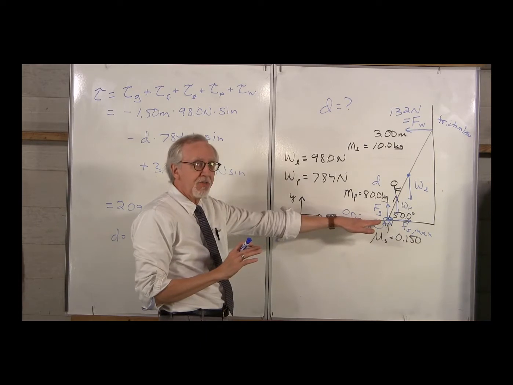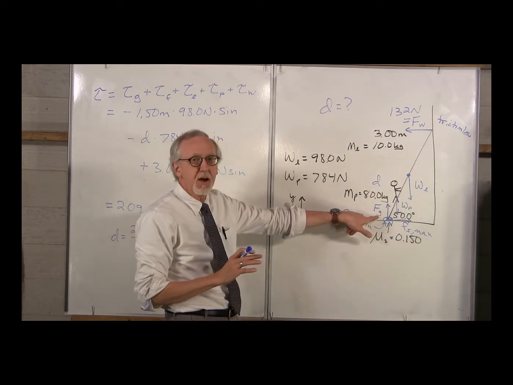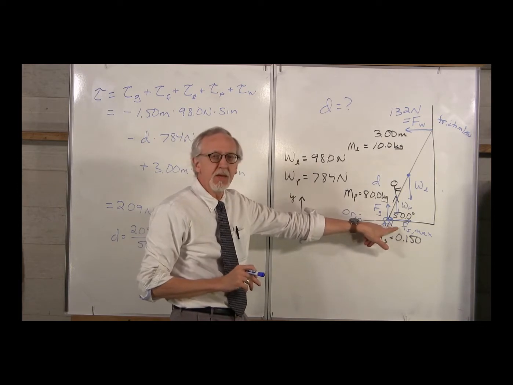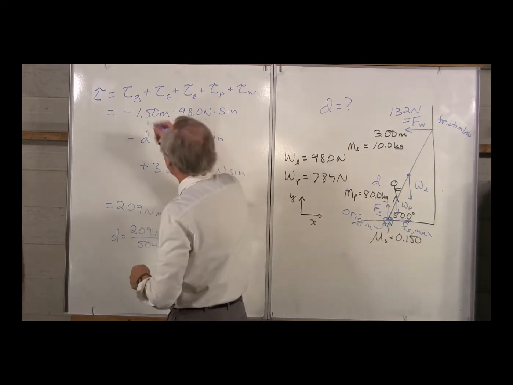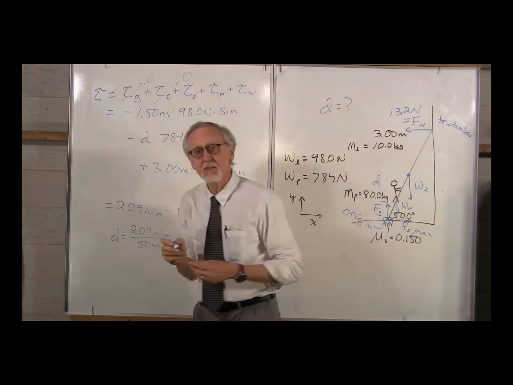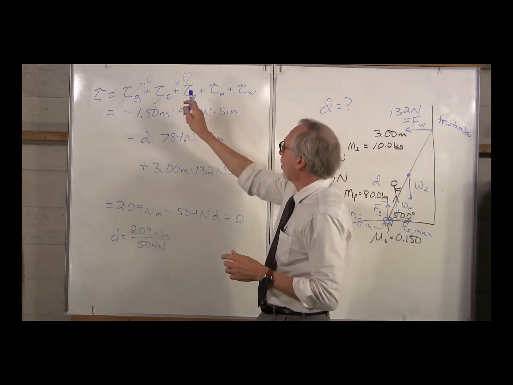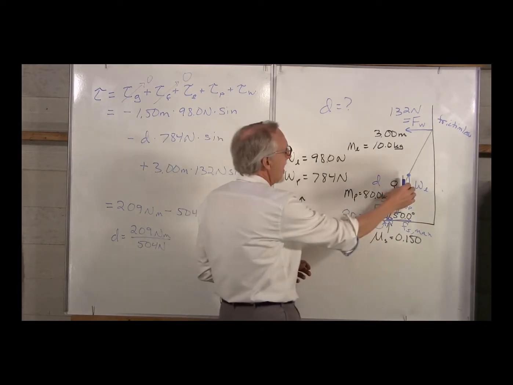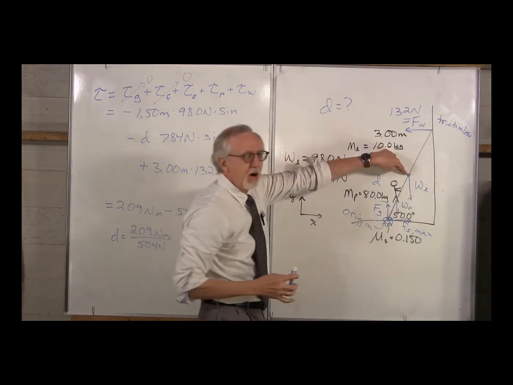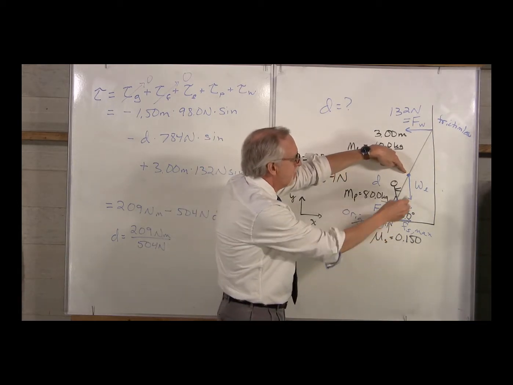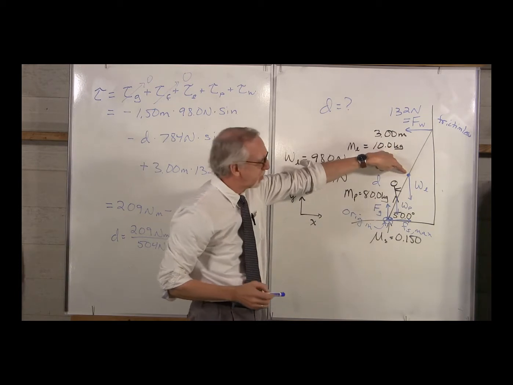Choosing our origin at the ground means the torque from the ground will be 0, and the torque from the friction will be 0. So this term is 0, and this term is 0. What is the torque from the weight of the ladder? So here's the weight of the ladder. What is R for the weight of the ladder? What is the distance from the origin to the point where the force is applied?